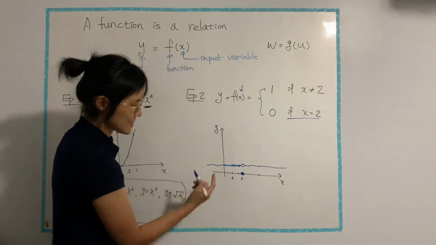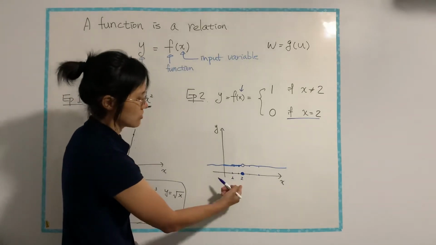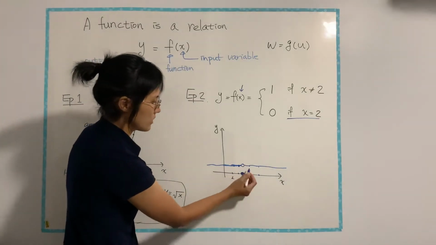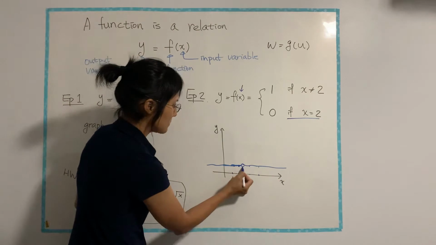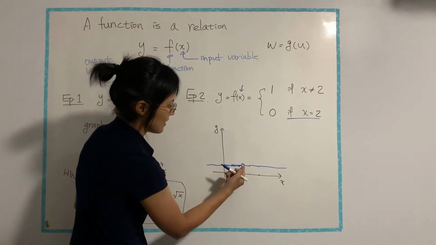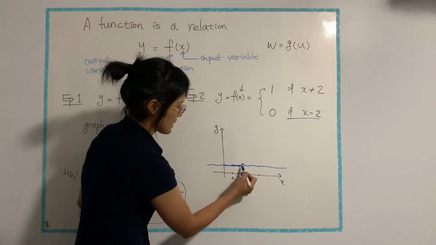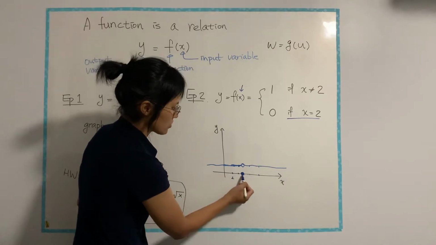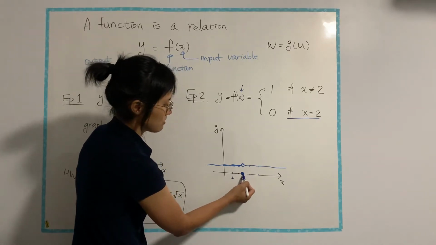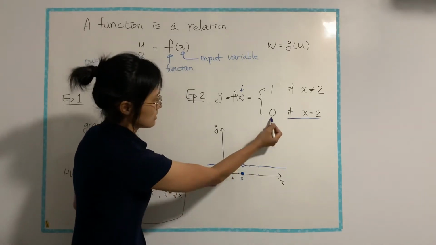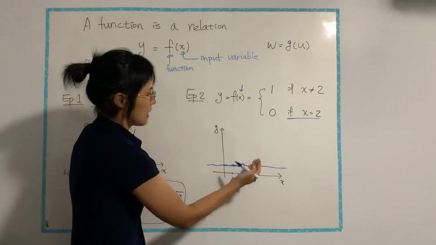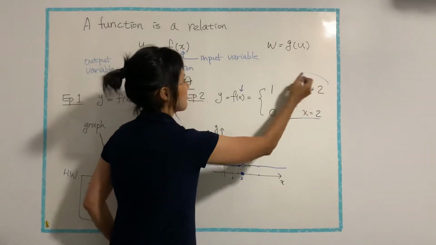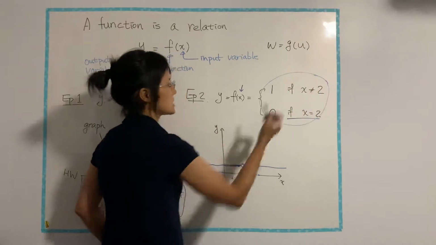But I want to emphasize, when x equals 2, you have a different output value. So let me put a big empty circle to emphasize the line does not go across this dot. When x equals 2, the associated value is 0. Okay, so I have to follow what's given here.